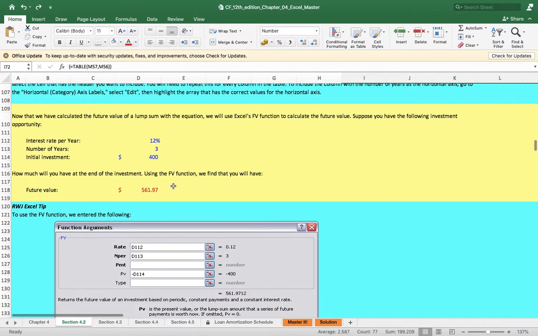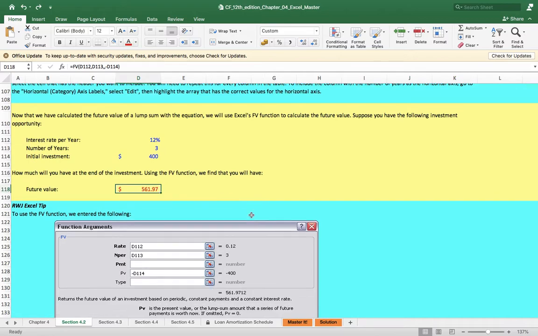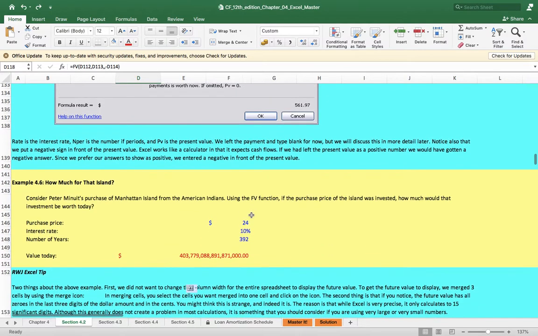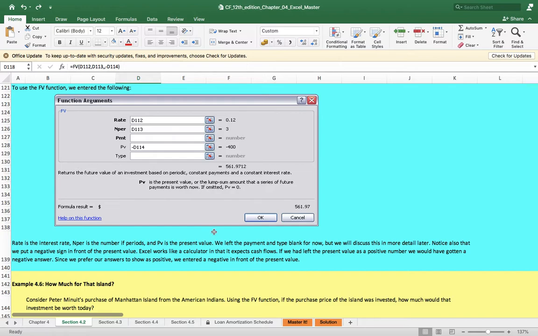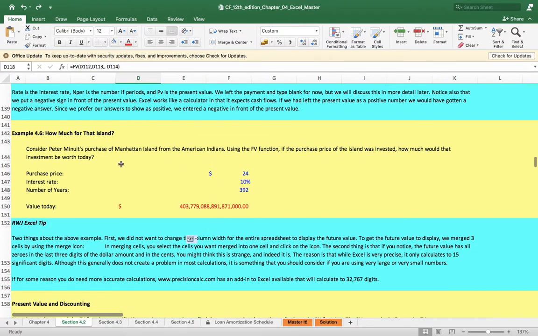So here, this is the future value. Similarly, you have all this data help given by the author. You can use it if you are having a doubt.